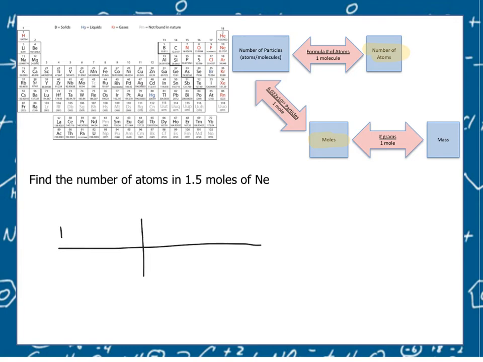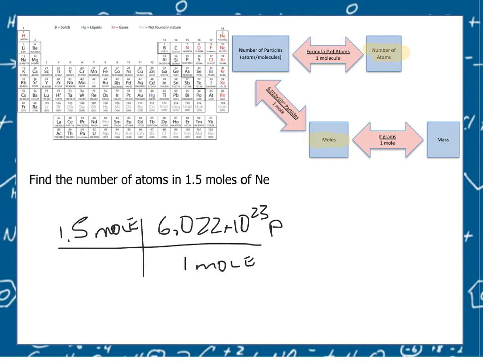Starting my dimensional analysis, 1.5 moles. Okay. And there are 6.022 times 10 to the 23rd particles. I'm just going to abbreviate particles with a P per 1 mole. Moles cancel.